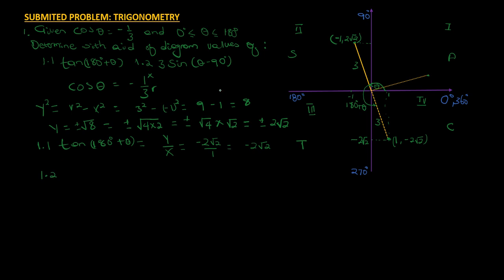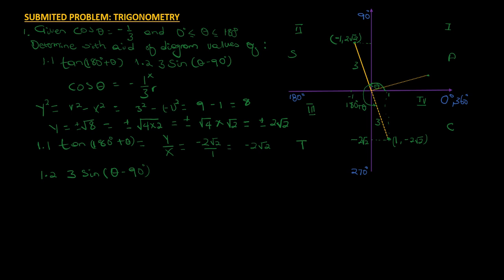1.2, what are we required to determine? We're required to determine 3 times the sine of theta minus 90 degrees. How can we find the xy coordinates and the r for this? Well, we started off with this line, and to achieve this rotation we need to move it backwards. We need to rotate it 90 degrees backwards.